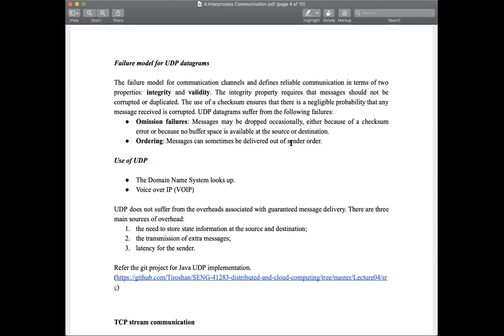But still we are using UDP in some use cases, like domain name resolution, right? In browsers, in order to resolve the IP address, we rather communicate with the domain names, but the domain names reside in the domain name servers. So those domain name servers resolve the IP address on behalf of us.